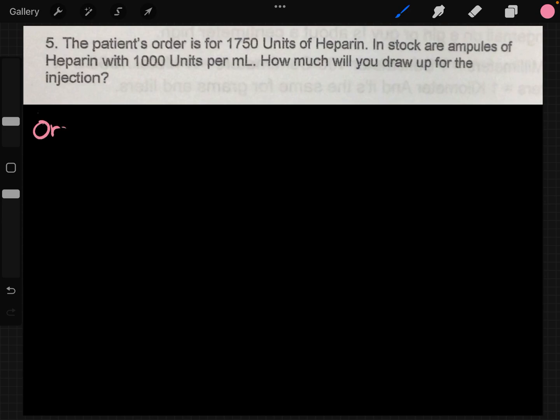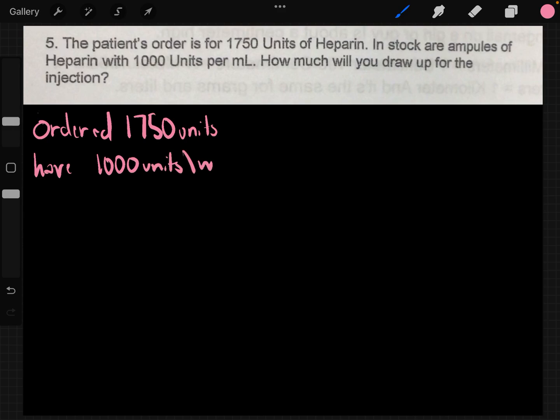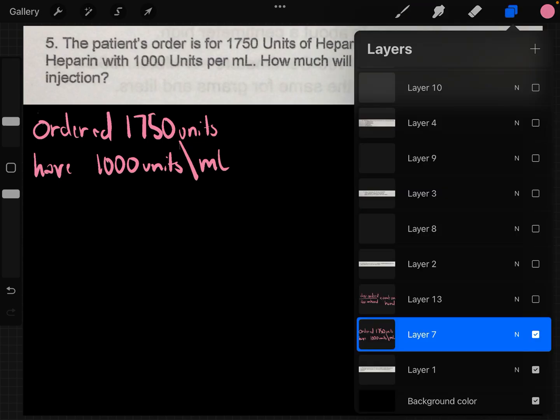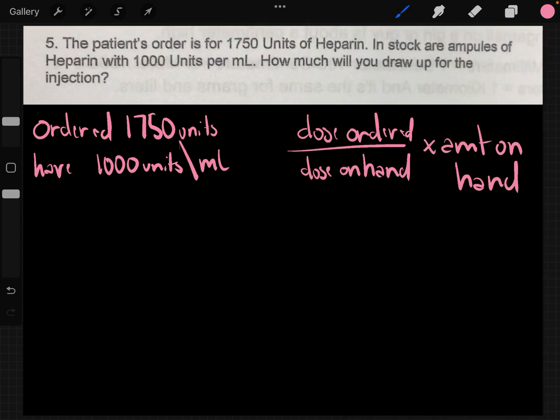So the amount ordered is 1,750 units of heparin. What we have on hand is 1,000 units per milliliter. For this one, we're going to be using this formula. Okay, so the dose ordered is 1,750. Dose on hand is 1,000. The amount on hand is 1 milliliter.